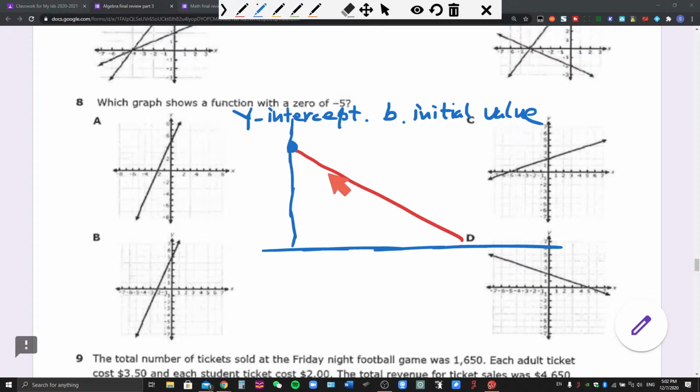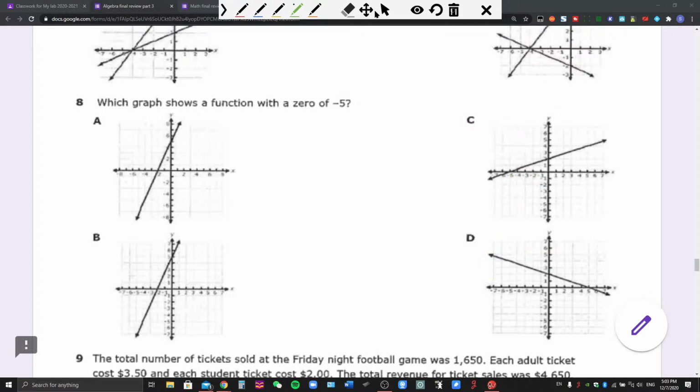And a 0, that's when we say, hey, when does this reach the ground? At that point, we call it a 0, or y equals 0. And a 0 of -5 means when it reached the ground, the x is -5. Okay, so that's the meaning of a 0 of -5. The answer will be C.